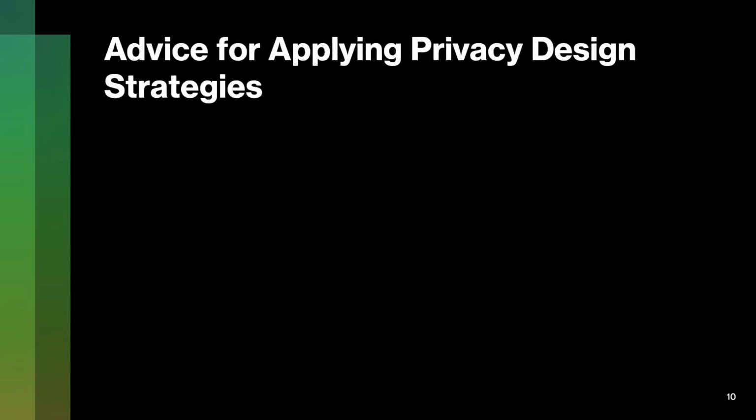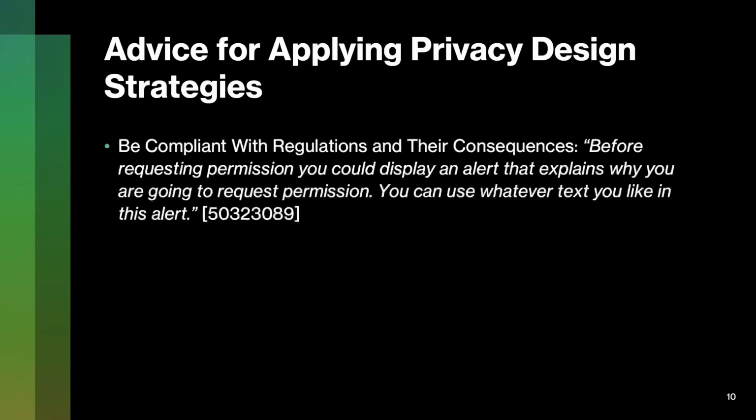We also analyzed the posts for generally the advice that developers give one another around privacy. We found that mostly the advice is about making sure that they are compliant with the regulations and their consequences. For example, one user said, before requesting permission, you could display an alert that explains why you are going to request permission. You can use whatever text you like in this alert.